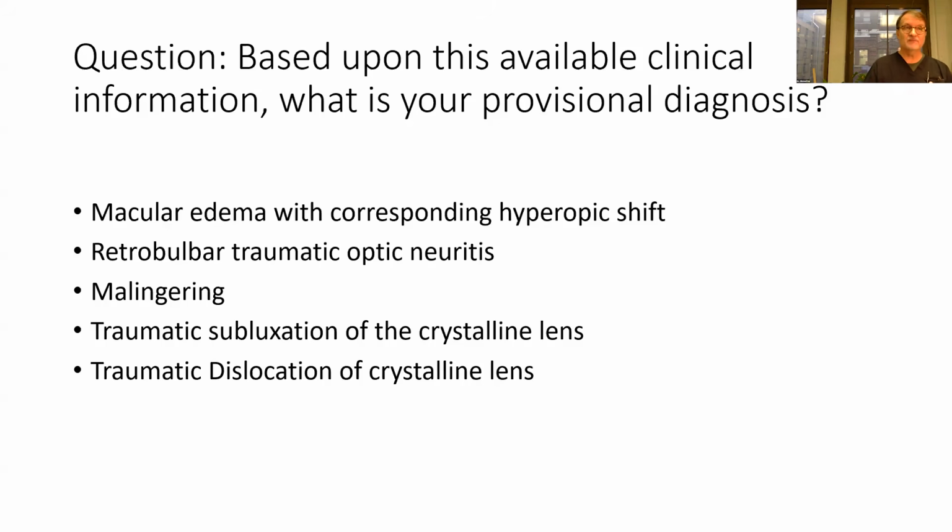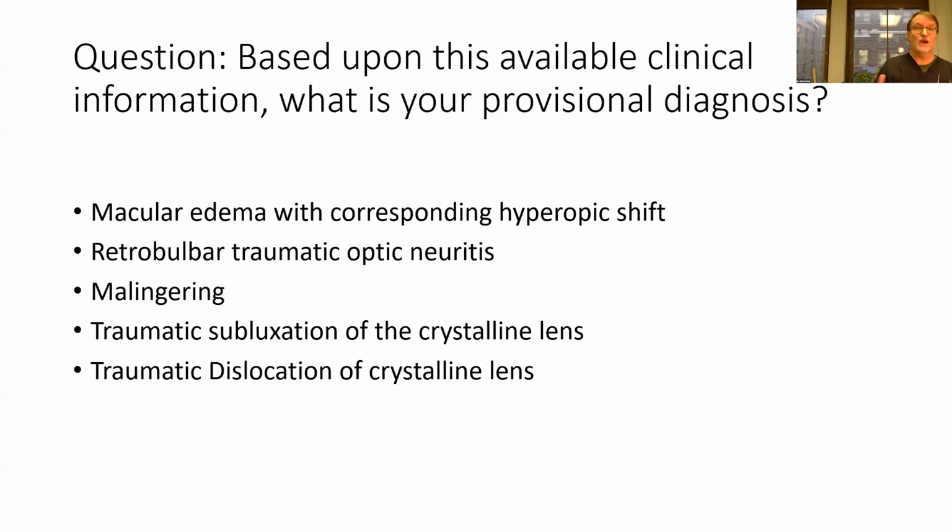Malingering is within the realm of possibility, although we did correct her to 20/25 with a hyperopic correction in someone who was previously a -9. So that plus lens, if she was malingering, would make her see even worse. Traumatic subluxation and dislocation. This is just a matter of semantics.